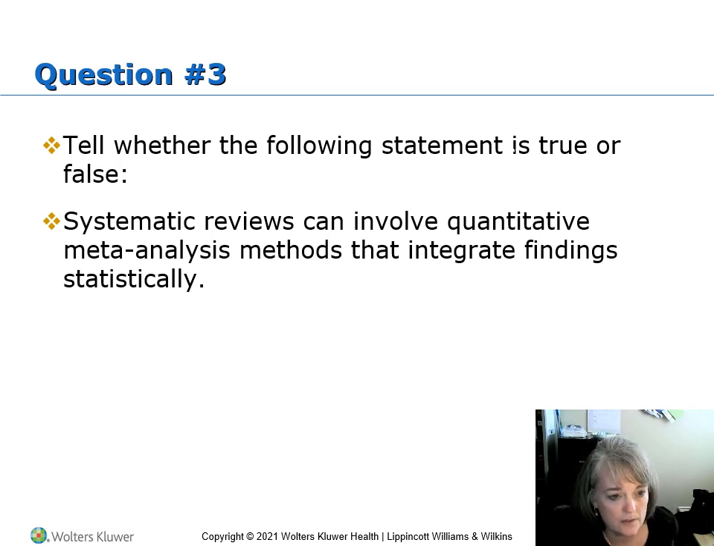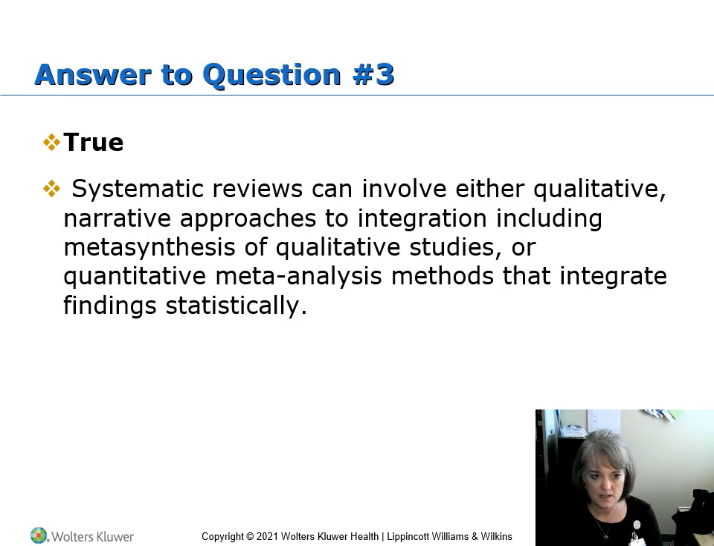So question number 3, tell us whether the following statement is true or false. Systematic reviews can involve quantitative meta-analysis methods that integrate findings statistically. And this is absolutely true. So this is really where we are going to look at studies, integrate them, evaluate those studies, pick the best pieces of those studies, and share those findings as if it was one study in and of itself. So you are literally going to get the best of both worlds.